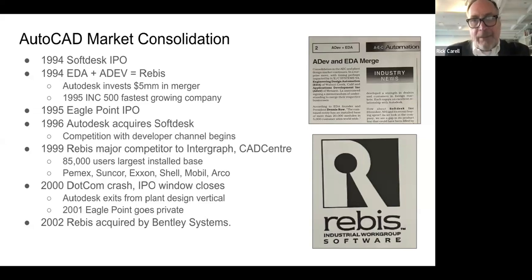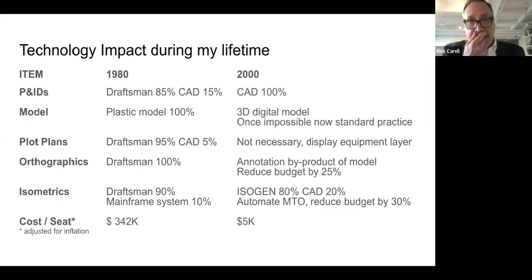In 2000, the .com crash happens. No IPOs. Autodesk says, "I'm done with this plant design vertical. You figure it out on your own." Eagle Point actually goes private because they can't compete anymore. And then in 2002, Rebus gets acquired by Bentley, and that's pretty much the end of the independent AutoCAD-based plant design software companies.